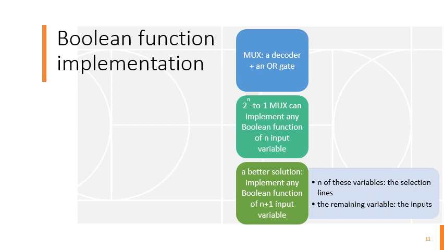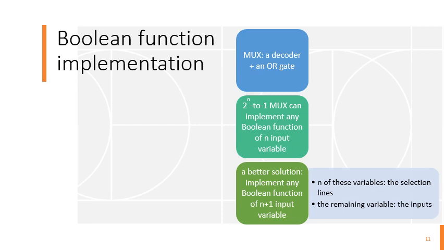So we can implement any Boolean function by use of a 2 raised to the power n to 1 multiplexer. Basically, a 2^n to 1 multiplexer can implement any Boolean function of n input variables, where n is the number of inputs. A better solution is that we can implement any Boolean function of n plus 1 input variables, where n of these inputs are connected to the selection lines of the multiplexer, and the remaining input, which we have not connected to the selection lines, its logic should be implemented on the input lines of the multiplexer.